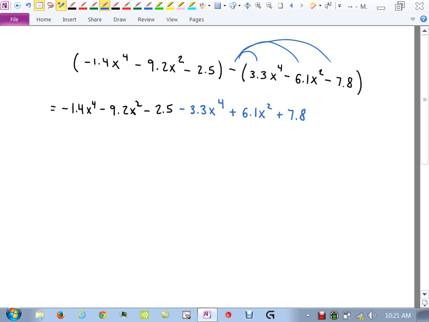Get your like terms, right? Do we have like terms? Let's see. X to the fourth, x to the fourth, which means I need to put their coefficients together. So I need to take the negative 1.4 and the negative 3.3 and combine them. So that means I need to do negative 1.4 minus 3.3, right?